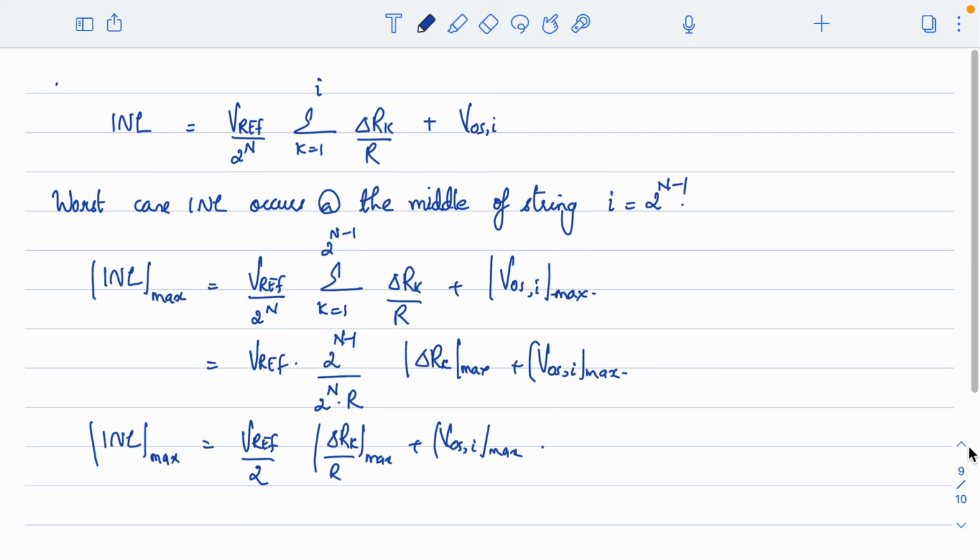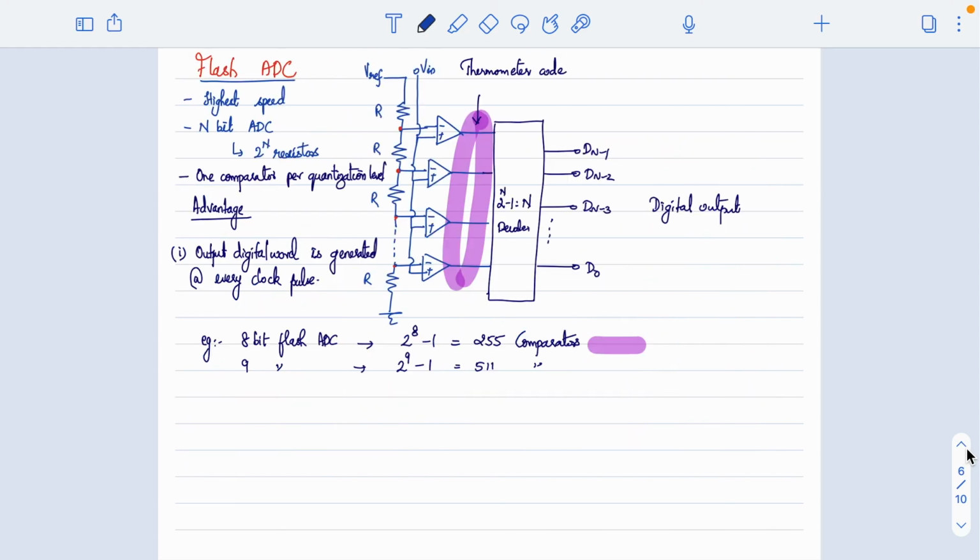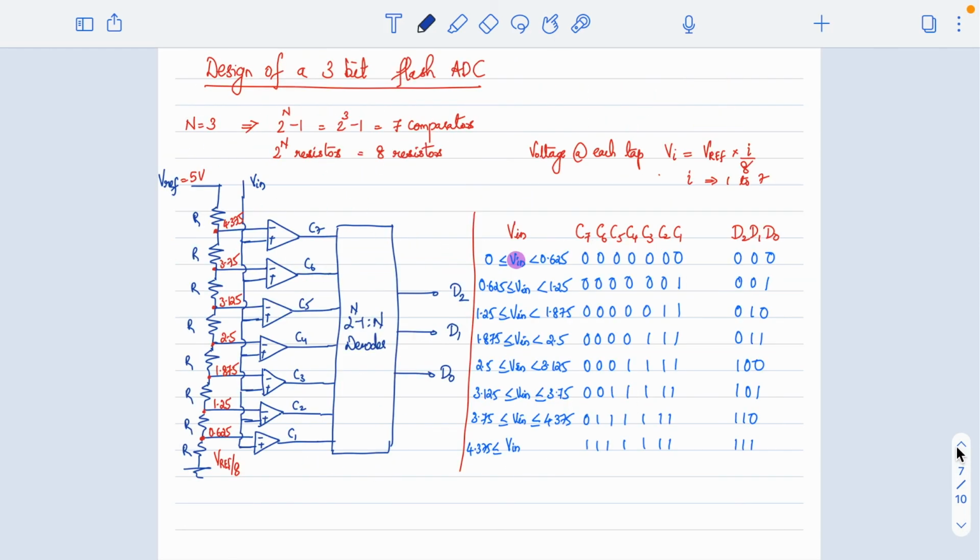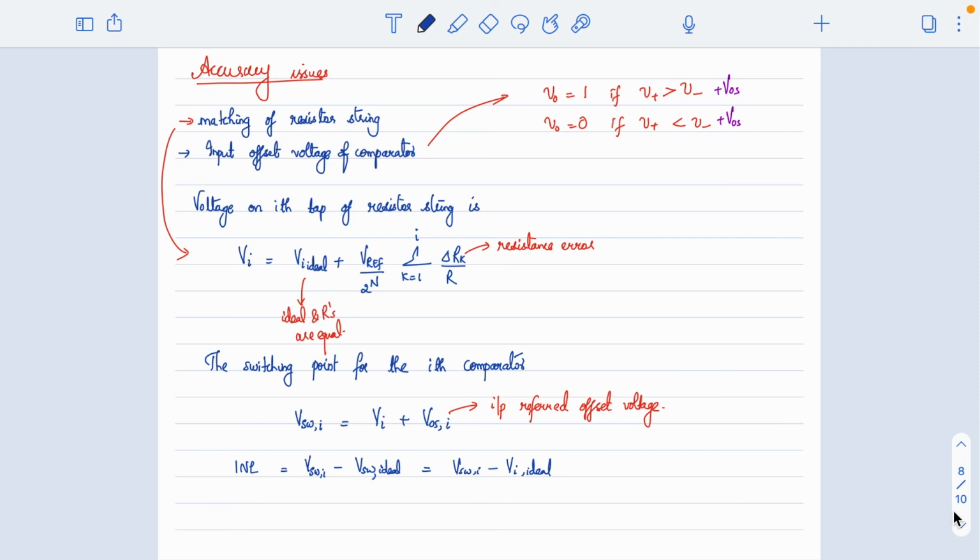Alright. So this is all about a brief introduction to the Flash ADC. The main thing is the advantage of this Flash ADC. For an n-bit ADC, how many comparators, how many resistors we need, how we convert the thermometer code to the digital code, and how we actually get this code transition table. This is important, and we should also know that for accuracy issues there are two things to be considered. One is matching of the resistor string, and the second thing is the input offset voltage of the comparator.